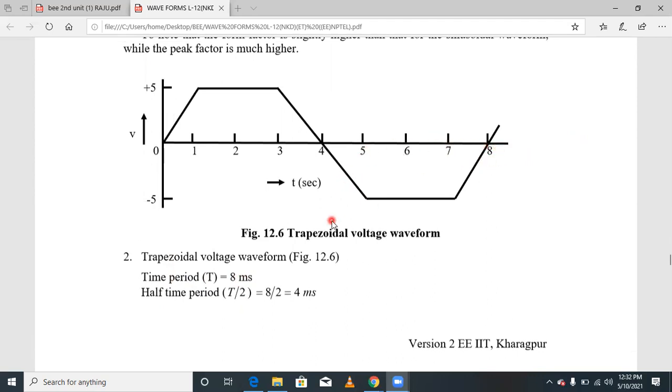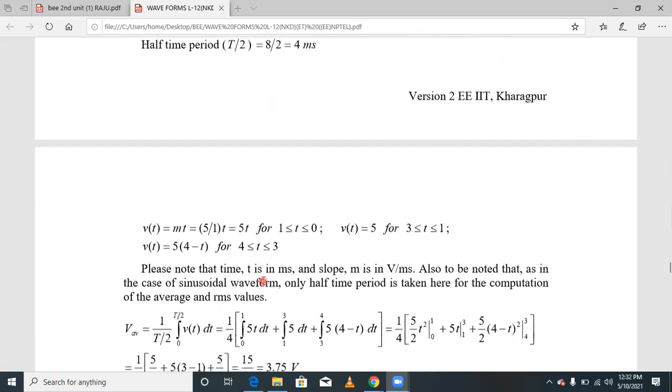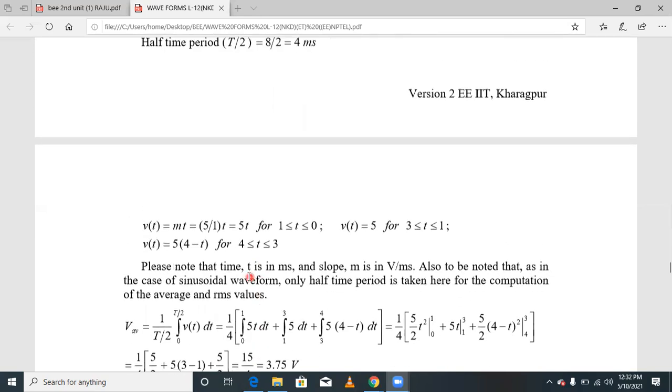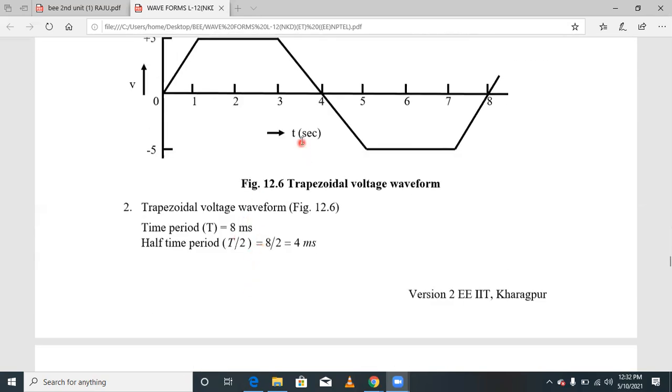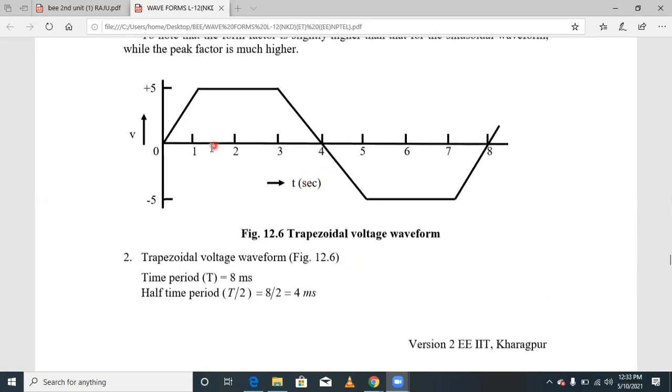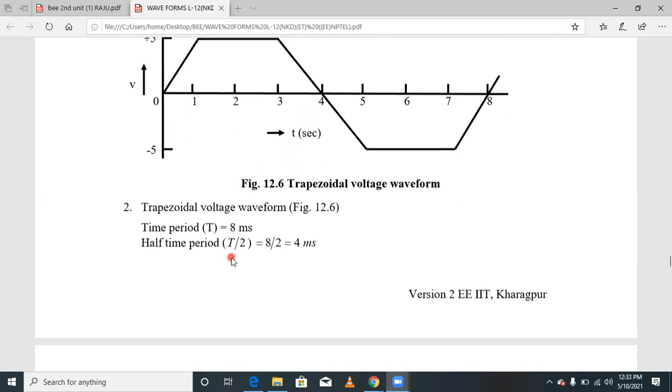Actually the time period T is equal to 8 milliseconds, and the solution is taken in milliseconds. That is a printing mistake I made in the units. So the time period is T equal to 8 milliseconds, from 0 to 8, and half the time period, T by 2, is 4 milliseconds.